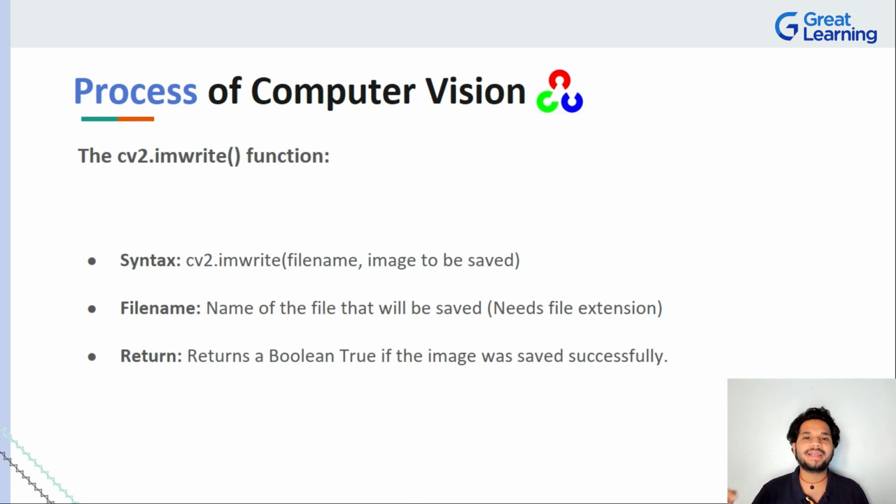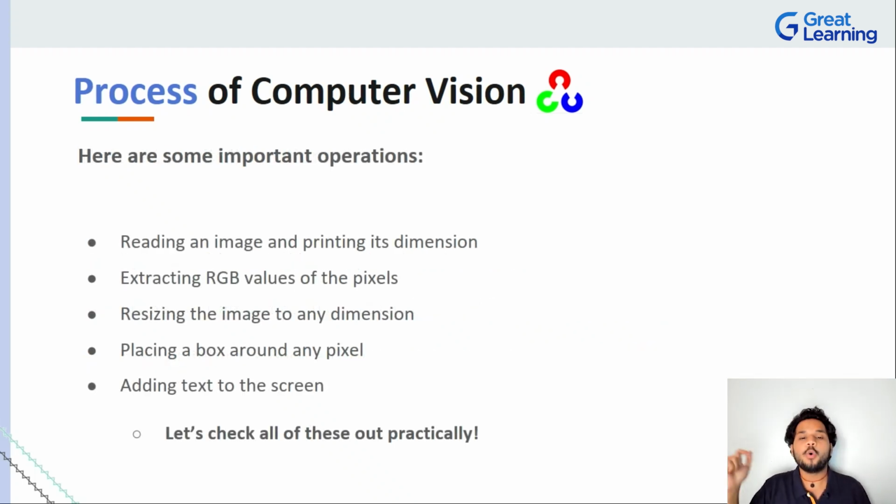So after we check out these functions, guys, the next thing you should be wondering about is what are some of these operations that you can do when you're working with OpenCV, right? Well, here are some really important operations that we are going to be taking a look at. For example, how do you read an image? How do you input the image and ask it to print its dimension, right? Dimension basically talks about the resolution of the image. So we'll check it out practically, saying how you can go on to do this.